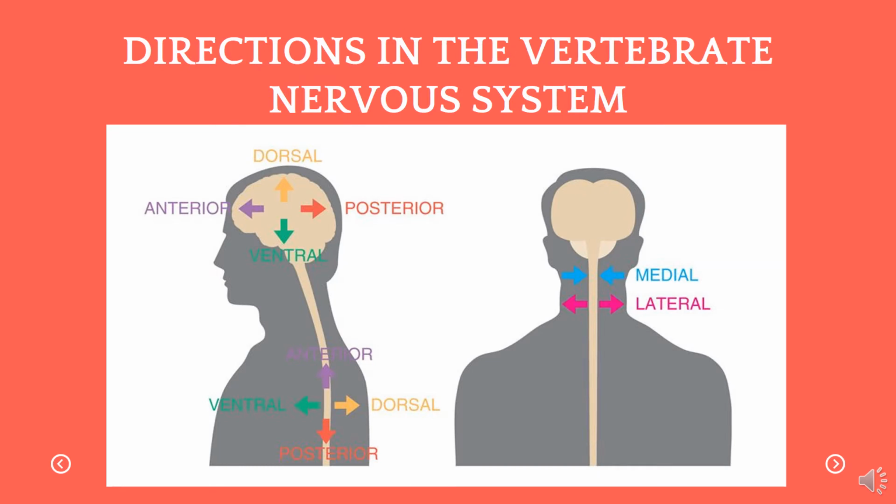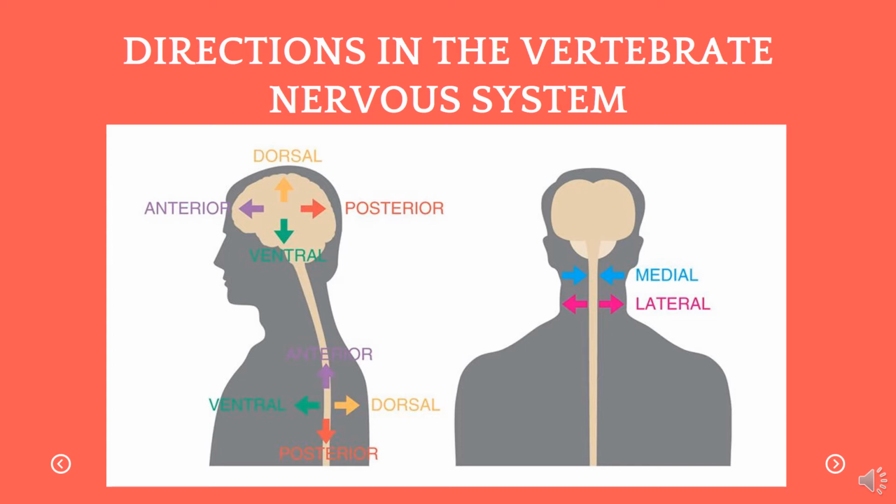Directions in the vertebrate nervous system. You need to refer to the picture and listen carefully. Anterior-posterior is one axis, dorsal-ventral is also one, medial and lateral is also one. Anterior is towards the nose end, which is also called rostral. Posterior is towards the tail end, which is also called caudal.